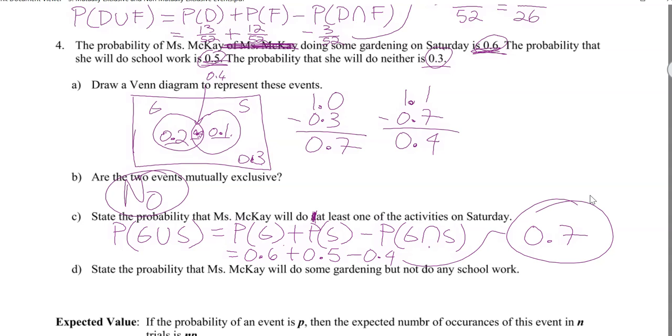Okay, so from a Venn diagram, you don't need to use the formulas, but you can use the formulas, but keep in mind, without the Venn diagram, you wouldn't have this number. State the probability we'll do some gardening, but not do any school. So gardening only, 0.2. So very useful in this case to actually fill in the Venn diagram, right?